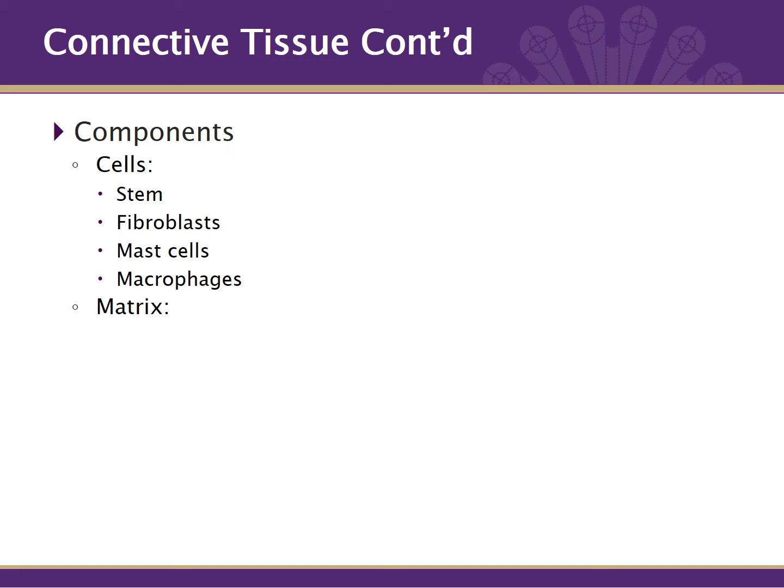Matrix. The matrix is the stuff outside of the cell, and has fibers and ground substance. Fibers are found in three forms. Collagen, or collagenous fibers, are made up of collagen. Collagen is one of the most abundant proteins in the body. They are tough and flexible and resist stretching. These types of fibers are common in tendons, ligaments, and skin. They can also be found in cartilage and bone.